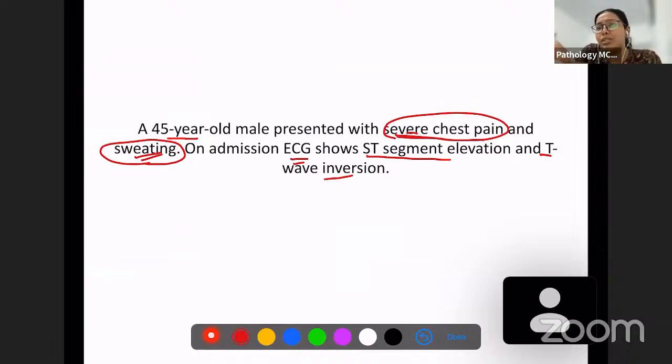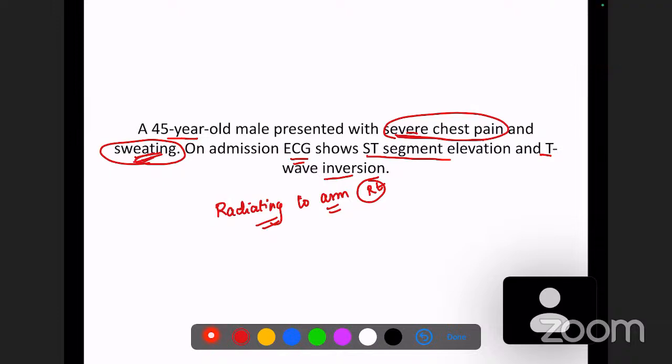You have severe chest pain. Usually you can be given a history which is radiating to the arm. That is another classic history, radiating to the arm. Usually the right arm can be given to you, or even the left arm. So you will have sweating. Severe chest pain and sweating. And another classic finding here is the ST segment elevation. ST segment elevation in the ECG is very classic.